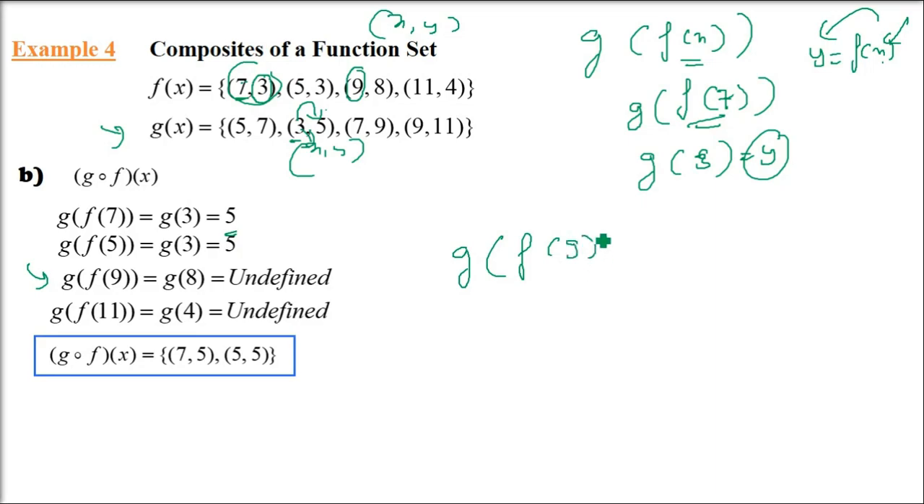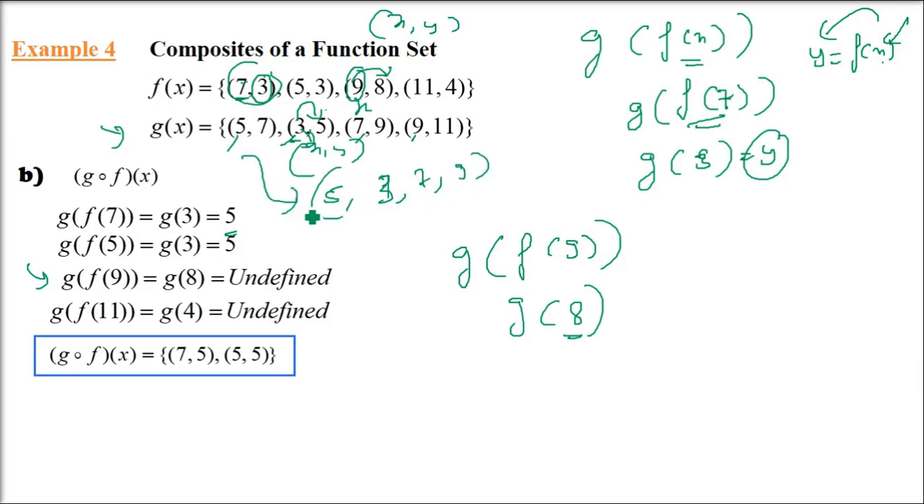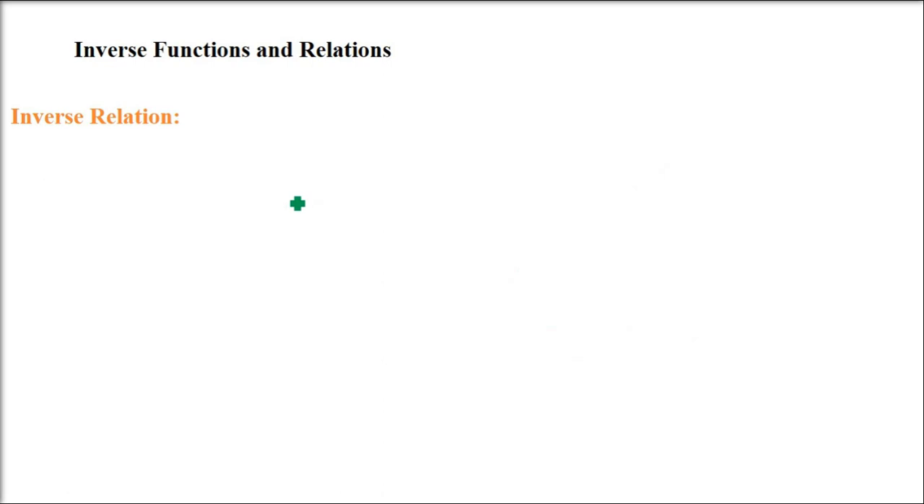How? I want to do g of f(9). So f(9) is 8. If you put a 9 here, f(9) is 8. So g(8). Now find 8 here. If you take the domain of g, you only have 5, 3, 7 and 9. So 5, 3, 7 and 9 is the domain. But there is no value 8 here. So how do you find y when you don't even have x here? That is why it is undefined.